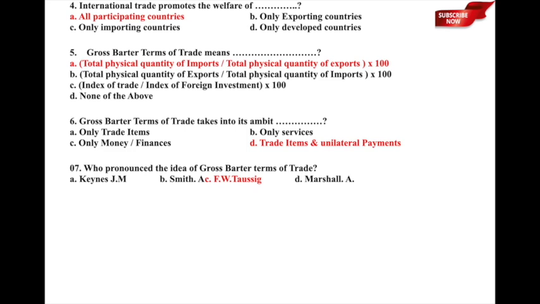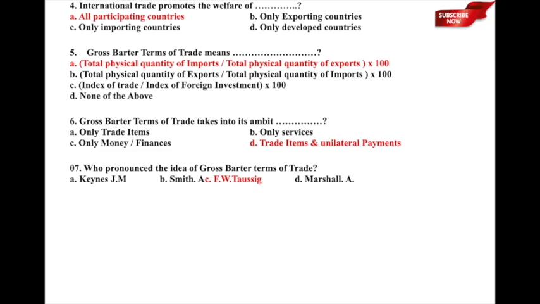So the ratio of total physical quantity of imports divided by total physical quantity of exports, and you multiply that by 100. The second is total physical quantity of exports divided by total physical quantity of imports multiplied by 100. Third is index of trade divided by index of foreign investment into 100, and last is none of the above. So here the correct answer is gross barter terms of trade means the ratio of total physical quantity of imports to total physical quantity of exports multiplied by 100, and therefore option A is the correct answer to this particular question, which talks about gross barter terms of trade.